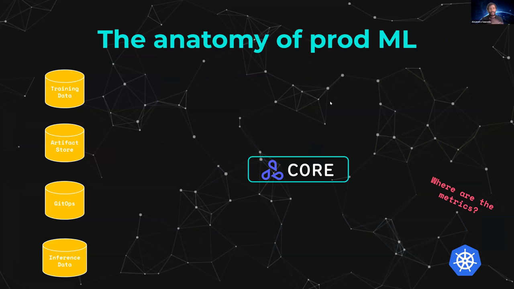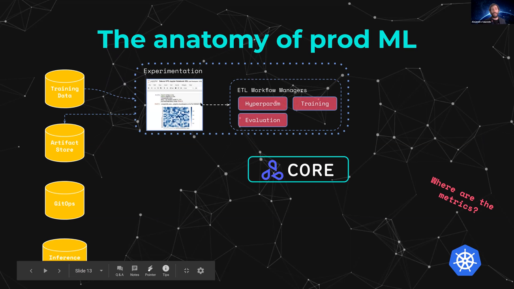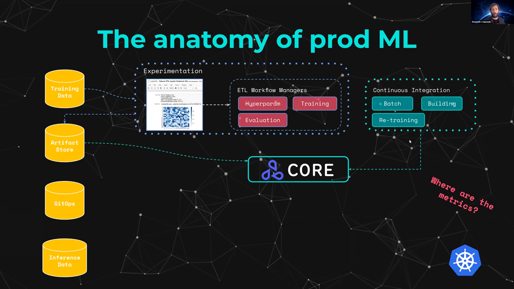But now let's see what is the anatomy of a production deployed machine learning stack, the end-to-end area. In this case, you have the training data, the artifact store, basically the persistence of the state of your production environment, and the inference data. For the first step, you have your experimentation. This is basically the model training, your hyperparameter tuning. It uses the input training data and it creates an artifact, right? This is what we just did. We exported an artifact. Then you're able to deploy that programmatically, right?